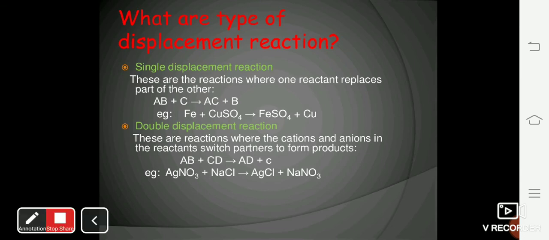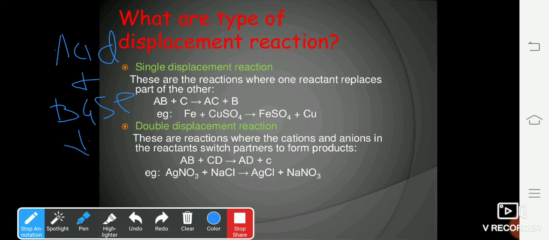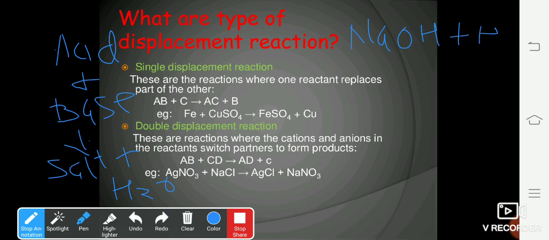The simple representation of neutralization reaction is acid plus base will give you salt plus water. Now let's take an example. NaOH is a base, HCl is an acid. It will give me NaCl plus H2O.